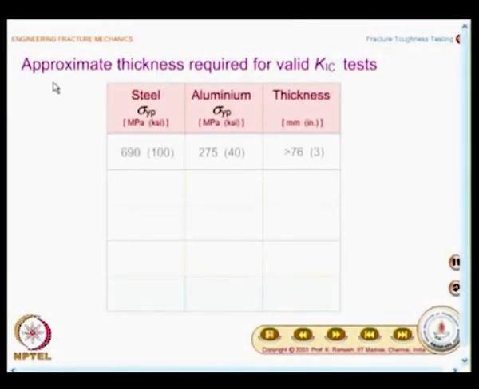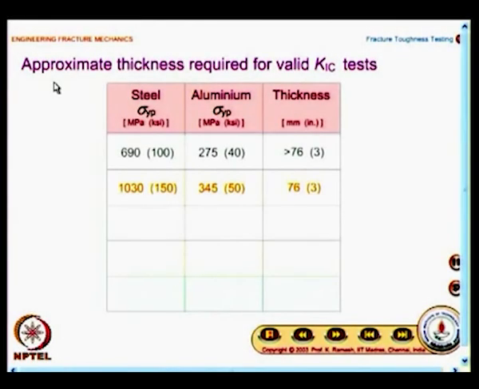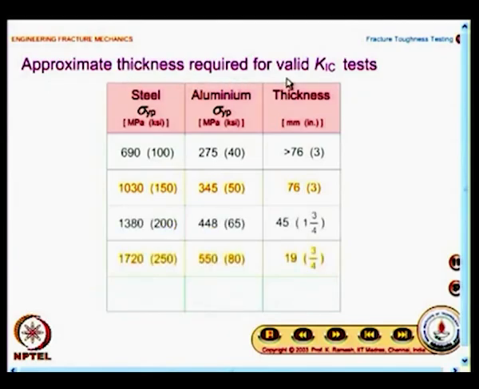And you also have a very interesting table which gives an idea about the thicknesses required for valid K1C tests for steel and aluminum. I would like you to write for 3 different values. What you have in the first column is the yield strength of steel, second column aluminum material is shown, the yield strength is shown, the third column gives the thickness necessary for K1C tests. So, what you find is when I have steel of yield strength of 690 MPa, or aluminum of 275 MPa, you need a specimen thickness greater than 76 millimeter.